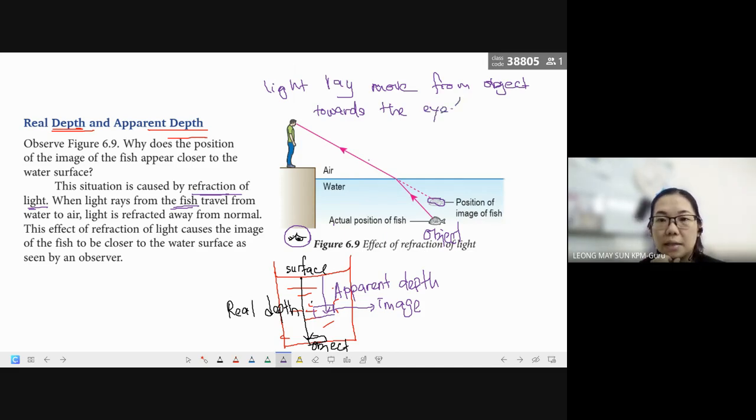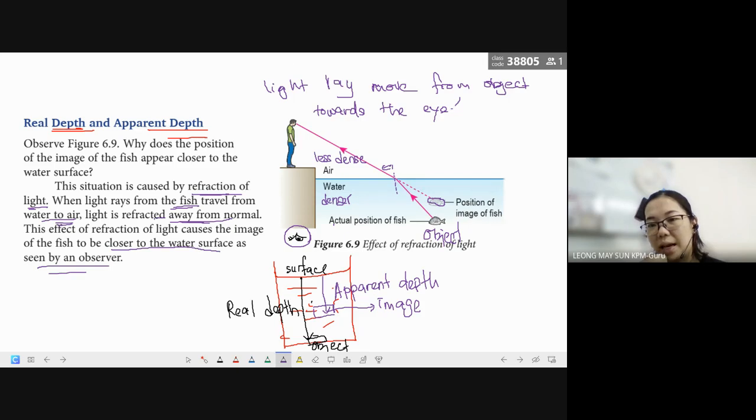Okay, so you have to understand this. Light ray moves from the object towards the eye. So when this happens, light ray from the fish will travel from the water to air, because the object is at water. Water is a denser optical density, and air is a less dense optical density region. So moving from denser to less dense, it will move away from the normal line. So light is refracted away from the normal line. The effect of refraction of light causes the image of the fish to be closer to the water surface as seen by the observer.